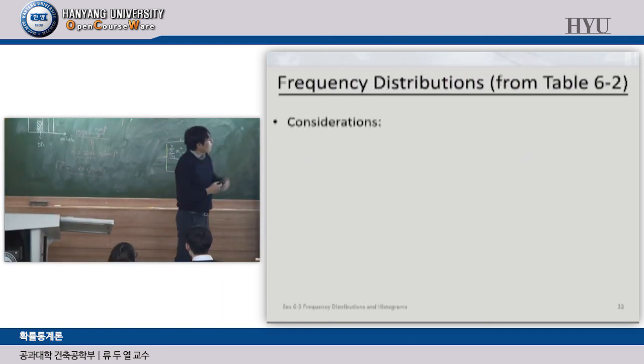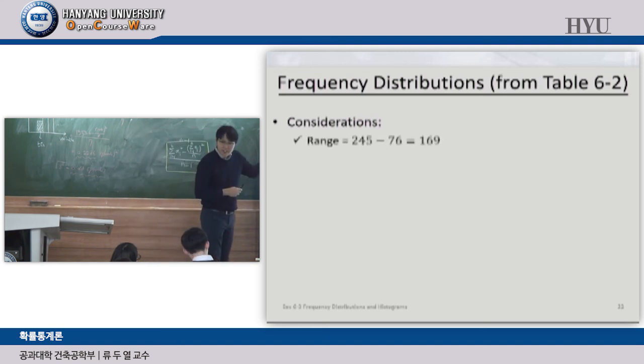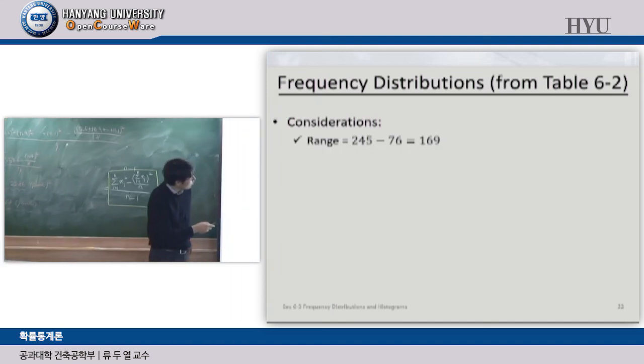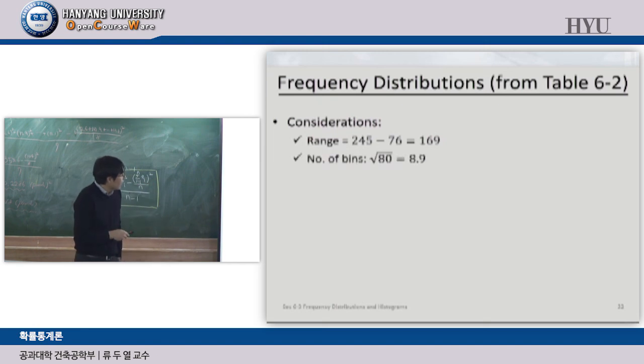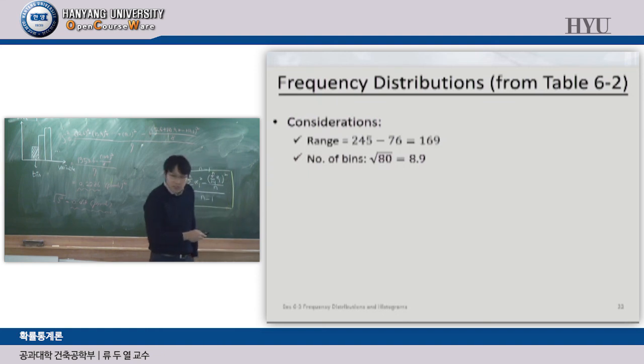So this is the frequency distribution from the previous table 6-2. And the considerations: what is the data range? This is the maximum value, and this is the minimum value, so R is equal to 169. And what is the number of bins? Based on the previous definition, that is root n, where the total number of observations was 80. So that is root 80, equal to 8.9.